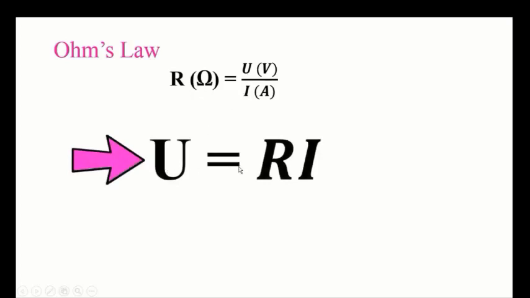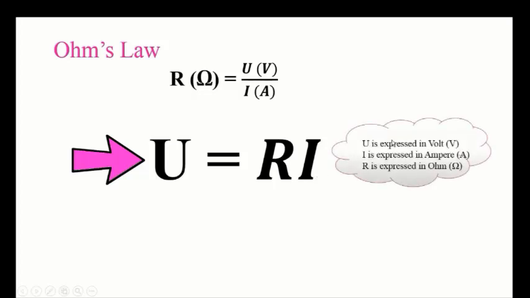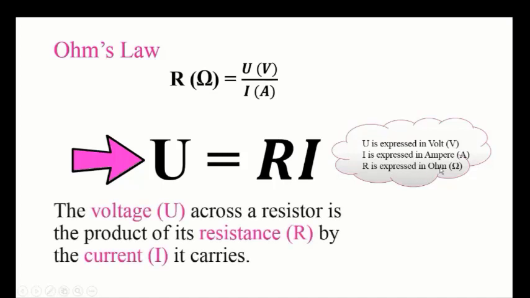Then, from this activity we can deduce Ohm's law. We calculated in this activity the ratio U over I, which is equal to R, then R is equal to the voltage divided by the current. Therefore, U will be equal to R times I, where U is expressed in volts, I is expressed in amperes, and R is expressed in ohms. Then Ohm's law states that the voltage U across a resistor is the product of its resistance R by the current I it carries.